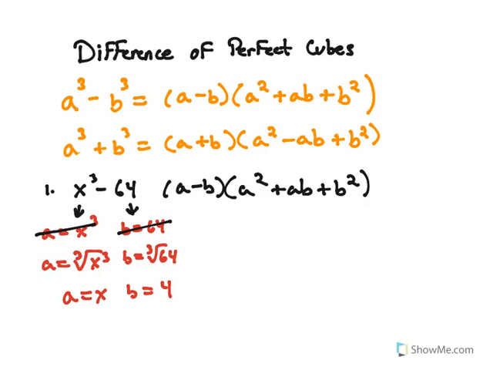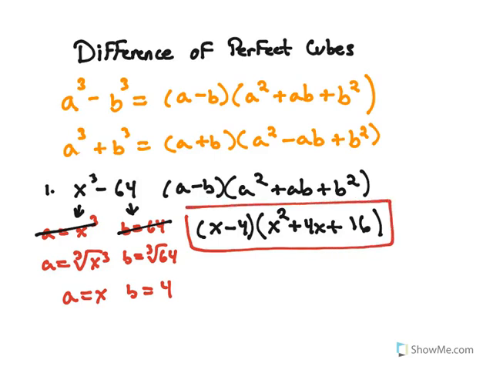Again, a is going to be x minus, and then b we said was 4. And then for the second part of the formula, we're going to do a squared. So that just becomes x squared plus a times b. Remember, if a is x and b is 4, then a times b is 4x. And then, of course, b squared is 4 to the 2nd power. 4 to the 2nd power is 16. Okay, so this would be my answer. All right, so let's do another one.